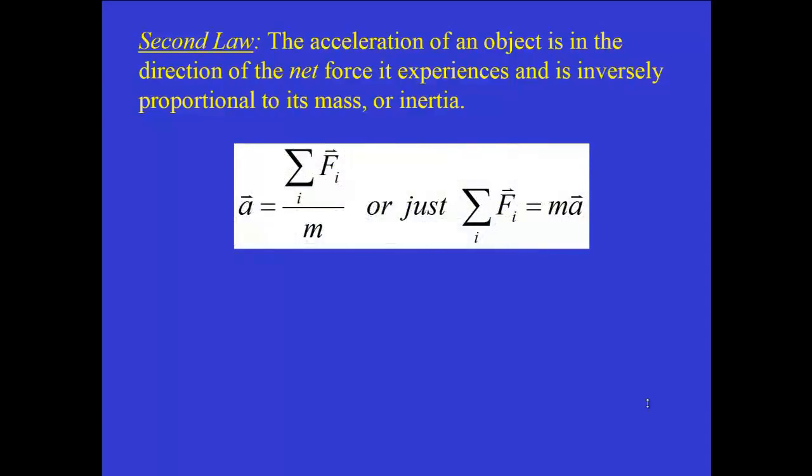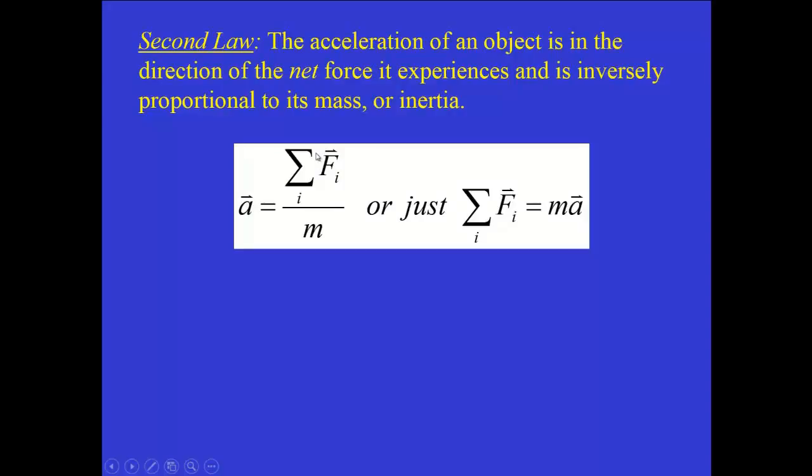Inertia means an object's resistance to having its state of motion changed. So, here's the way that we can express that quantitatively. That statement in words can be written down as the acceleration, and remember it's a vector because it has not only magnitude but direction. The acceleration is equal to the sum of all of the possible vector forces acting on the object divided by its mass. Right? Acceleration is proportional to the net force, and the proportionality constant is 1 over the mass.